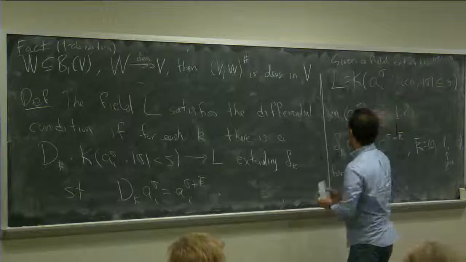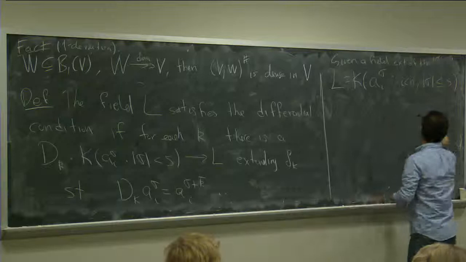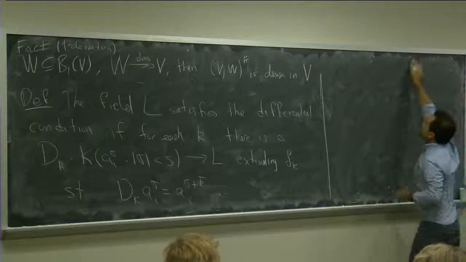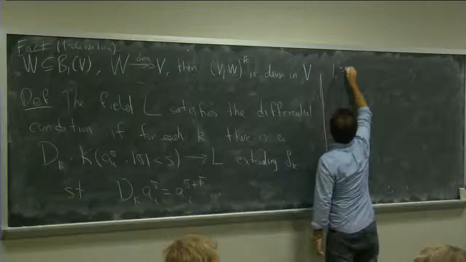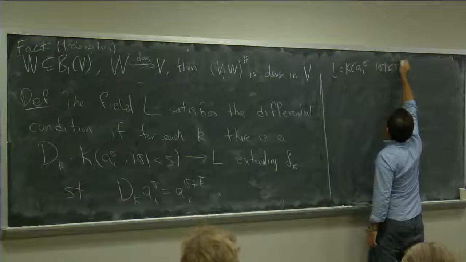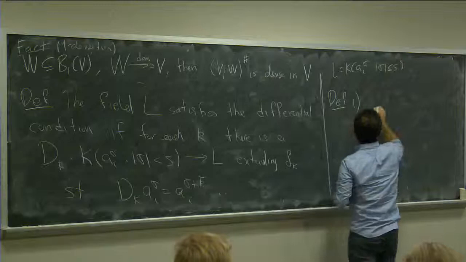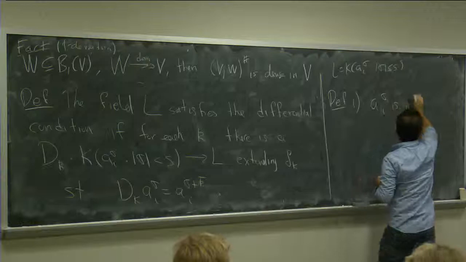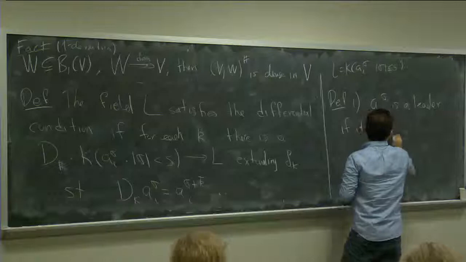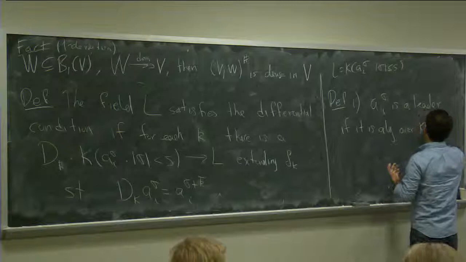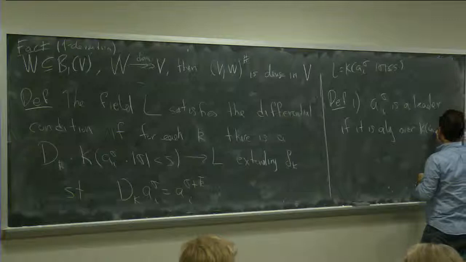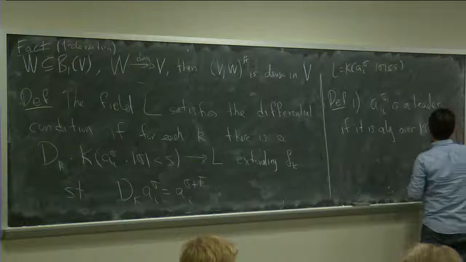Now I need to define the notions of leader and minimal leader. It's pretty straightforward. Again, I'm thinking of my presentation of L being the same. So definition one: an element in here, an element in there, is a leader if it is algebraic over K, over the what? Over K, A, J, tau, such that tau j is before it in the canonical ranking.